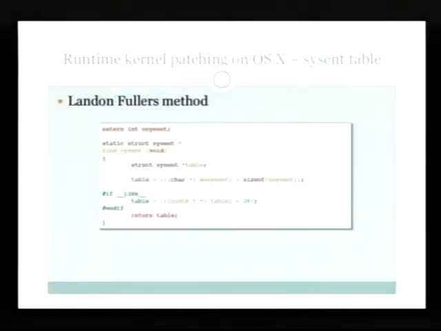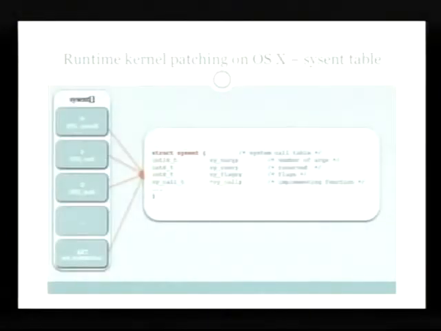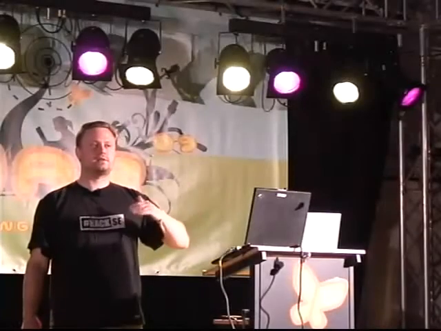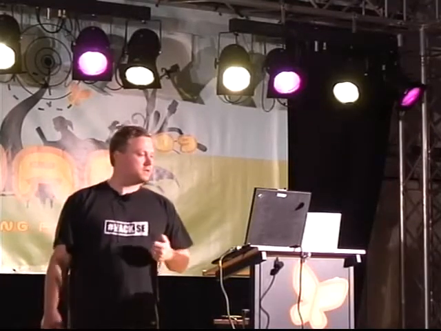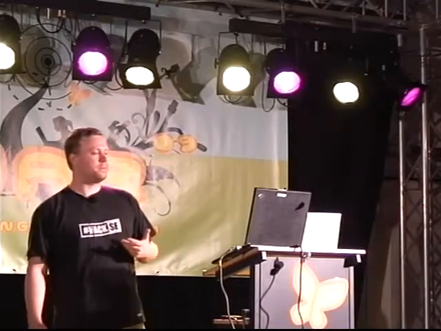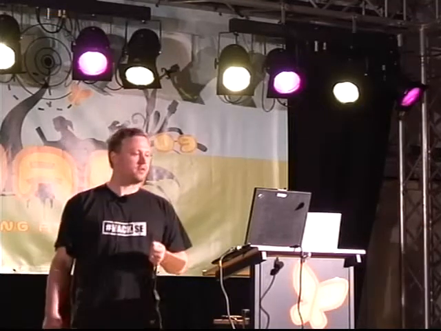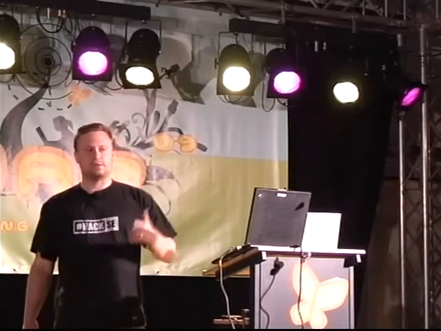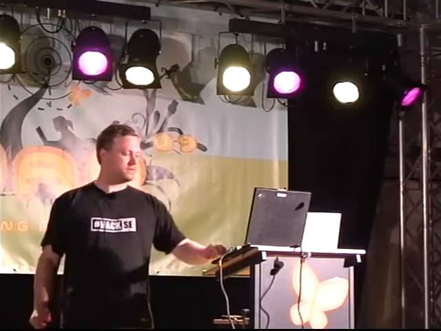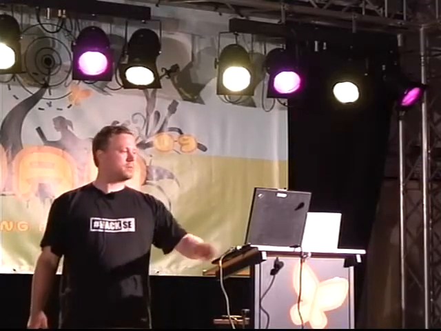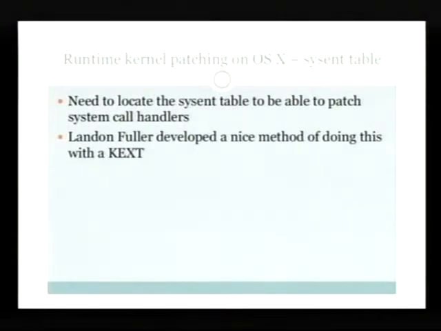So let's go back here. The syscall entry table contains a large list of function pointers. Each function pointer contains a number of properties, for instance, the number of arguments, flags, and the implementation function, which points to the actual function. The problem for us here is that we need to find where it is in kernel space.